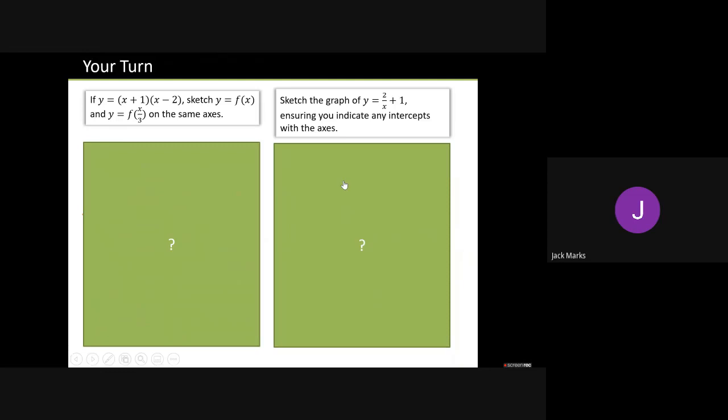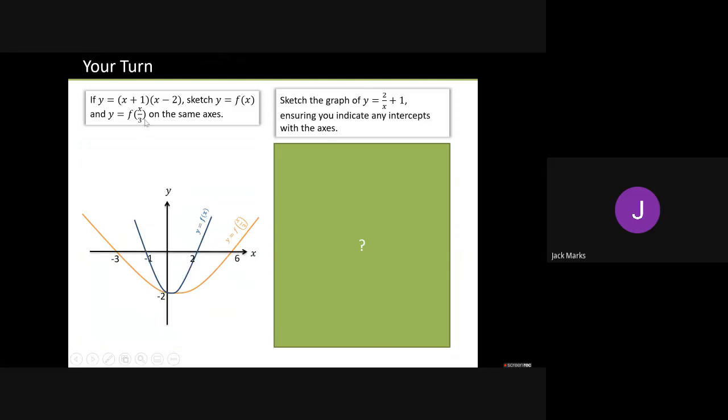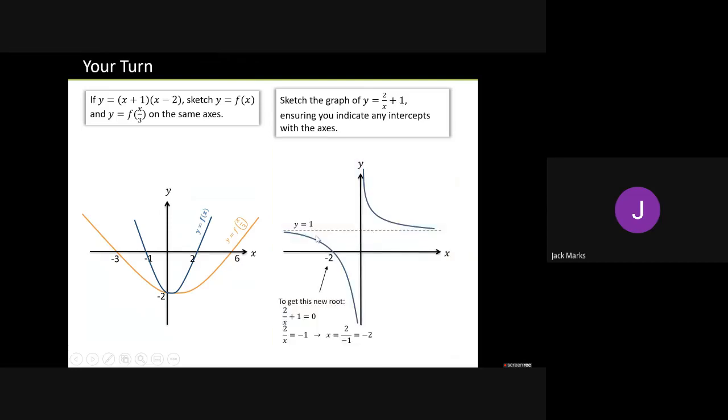And I'm assuming that you've had a go at the questions now. So the opposite of a third is multiplying by 3 inside the function. So this is stretch scale factor 3. On this question, draw sort of a 1 over x or a 2 over x sketch. They look the same. And then we shift up by 1. So the key bit really is drawing the asymptote.